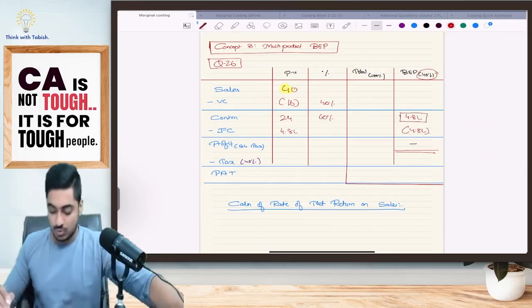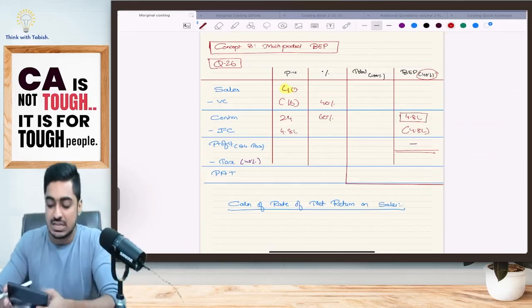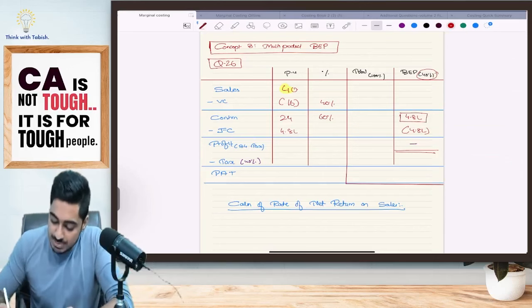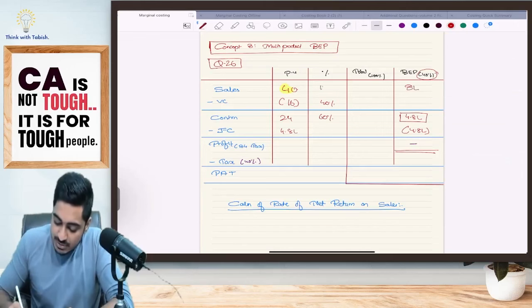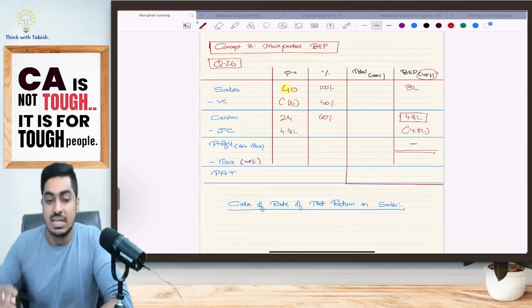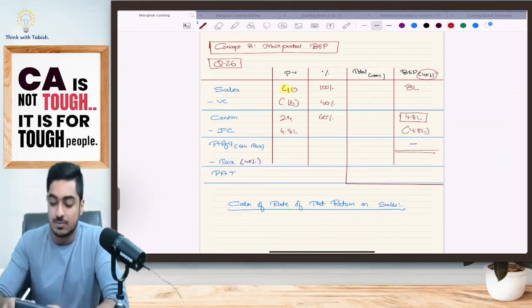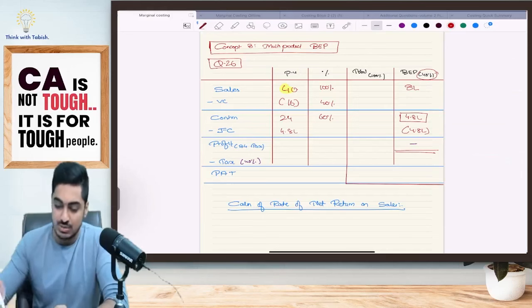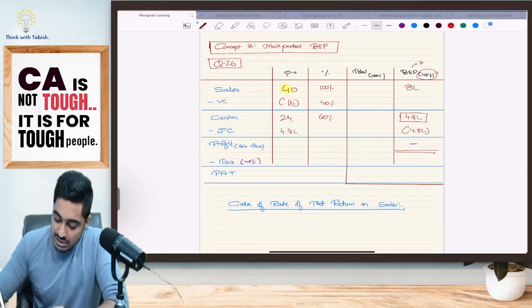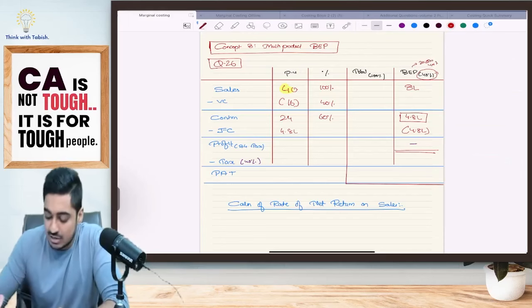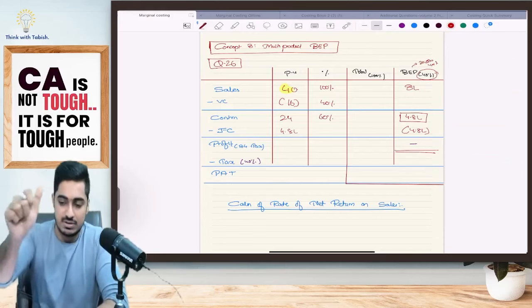4,80,000 contribution I want. It is how much percentage of sale? It is 60% of sales. That means how much will be my BEP sales? 8 lakh will be my BEP sales. Yes or no, everyone? If you want to do it in terms of units, for 1 unit I am getting 24. That means for 4,80,000, how many units should I be selling? 20,000 units I should be selling. Every item at 40. 8 lakh rupees. Yes or no, everyone? Yes, sir.